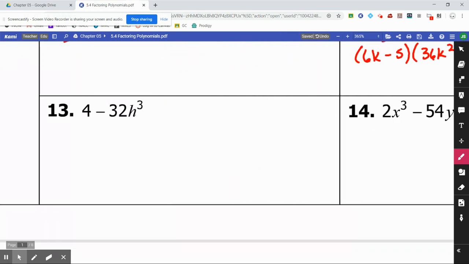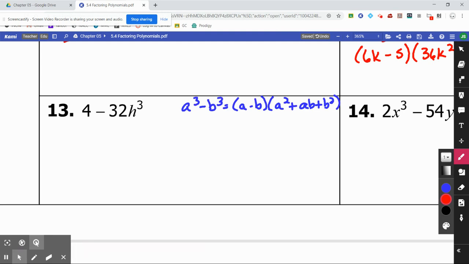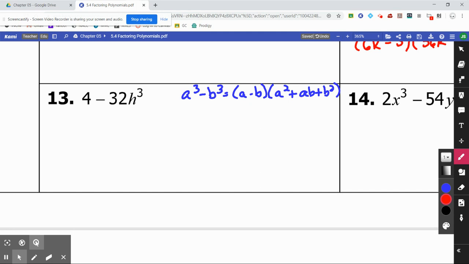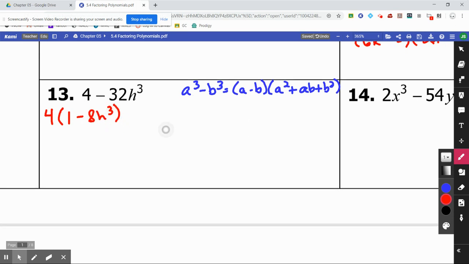Number 13, and I'm going to go ahead and recopy my formula here. Now, let's rewrite this. Well, first off, this is not difference of cubes. However, I can factor it a step further. I can pull a 4 out of both of these, and I'm left with a 1 minus 8h to the third. Now it looks good.